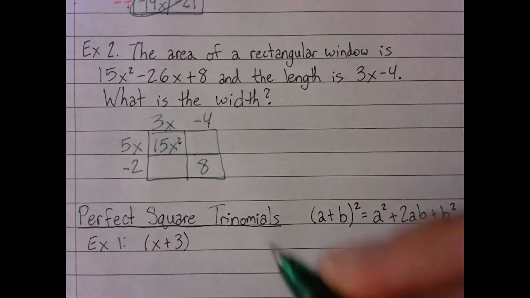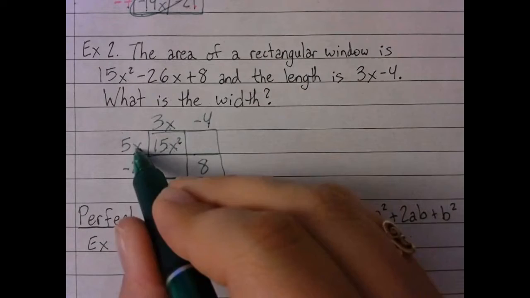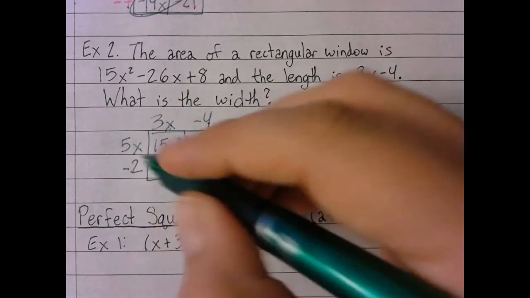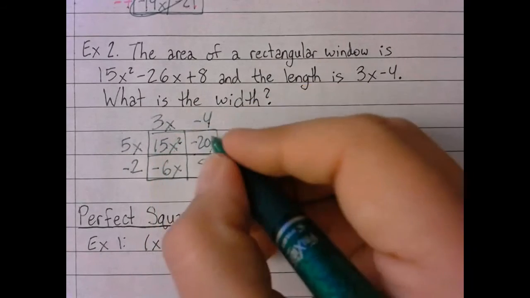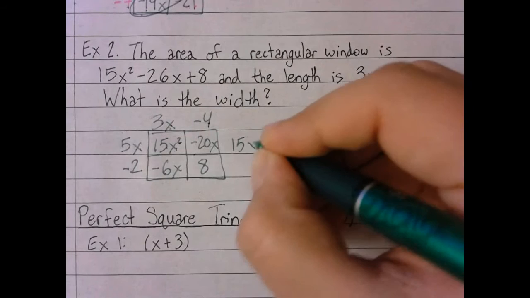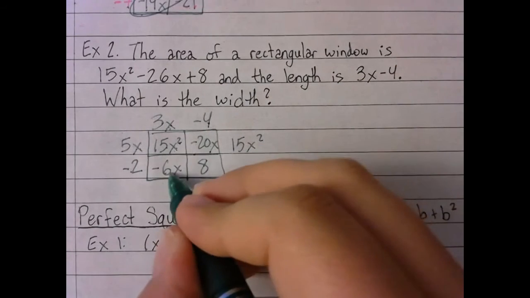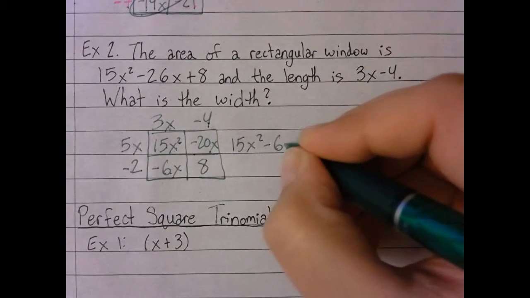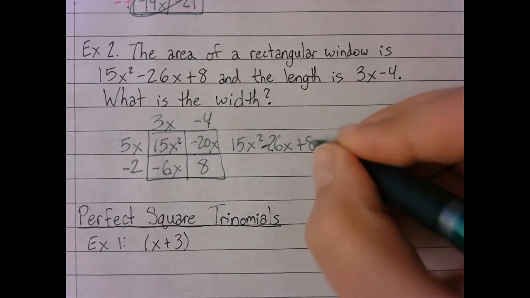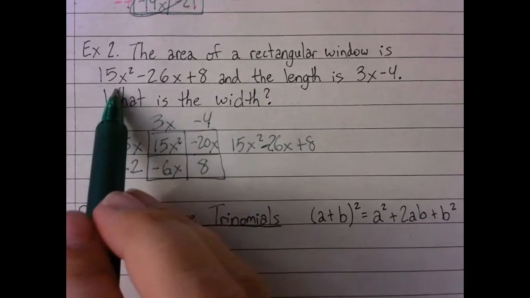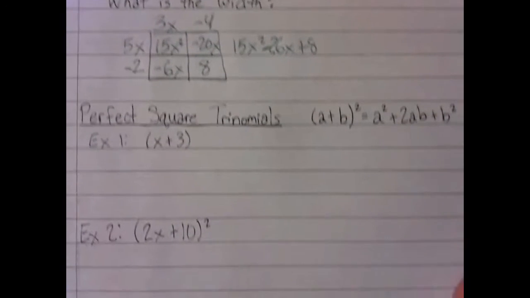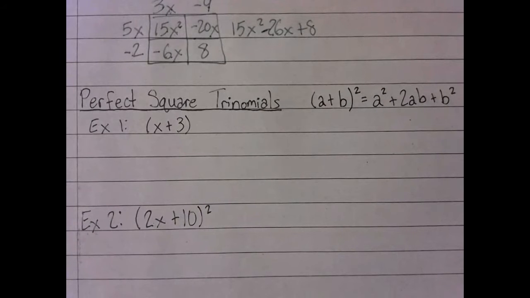Let's double check, make sure we did this right. Negative 4 times 5x is negative 20x. 3x times negative 2 is negative 6x. So for this whole thing, we should get 15x squared, negative 20x minus 6x, that's negative 26x, plus 8. Yep, that's exactly what we wanted. That was the area. Okay, now we're going to go on to some special products of binomials.